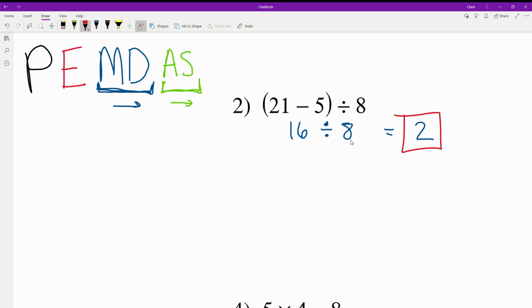So again, referring to PEMDAS, parentheses first, we didn't have any exponents. We do multiplication and division. So after we did that subtraction, because it was within our parentheses, we divided. Let's continue on to number 3.